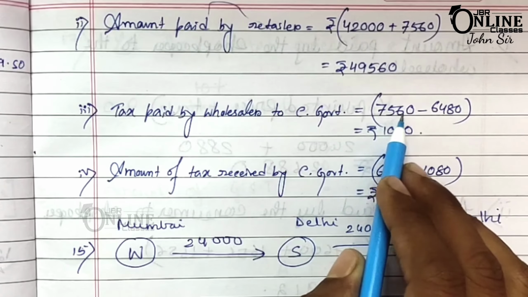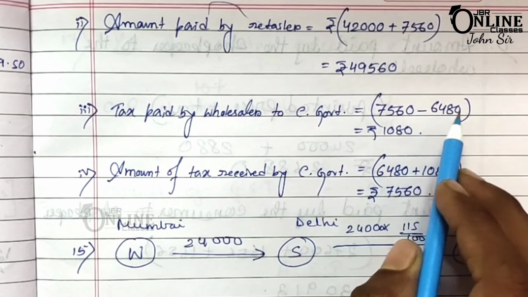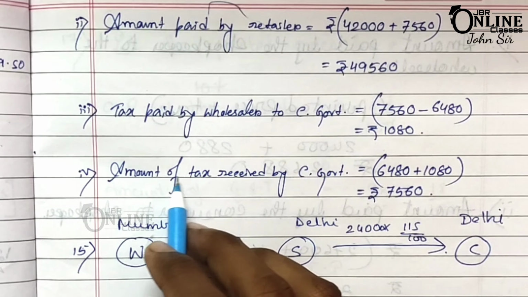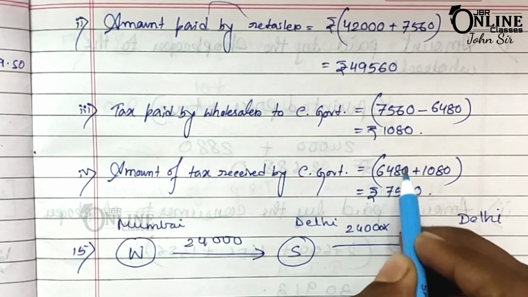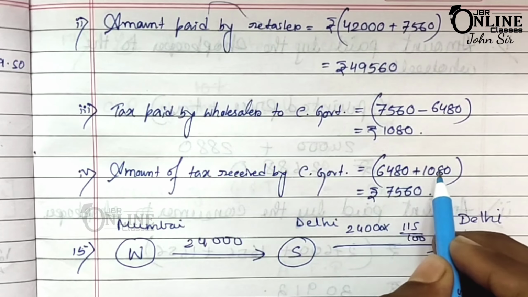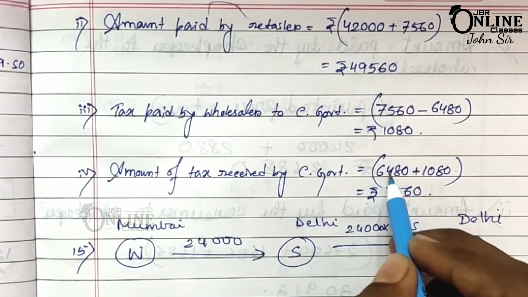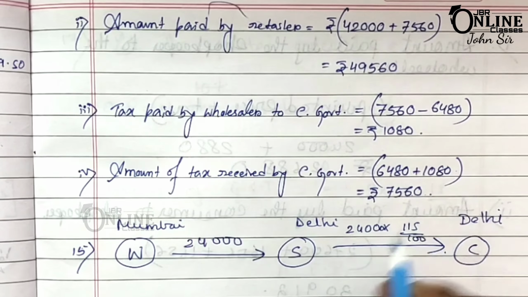Now number 3, tax paid by the wholesaler to the central government. So here 7560 output CGST minus input CGST, that equals 1080, and the amount of tax received by the central government, that is 6480 input CGST plus the output CGST minus input CGST, that means this one 1080. So 6480 plus 1080 equals 7560.